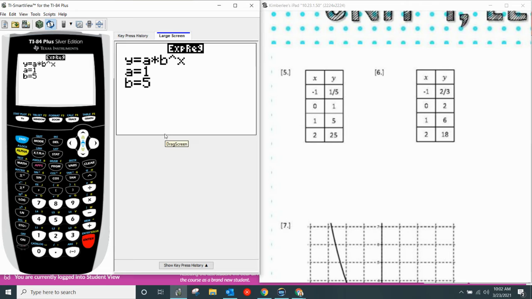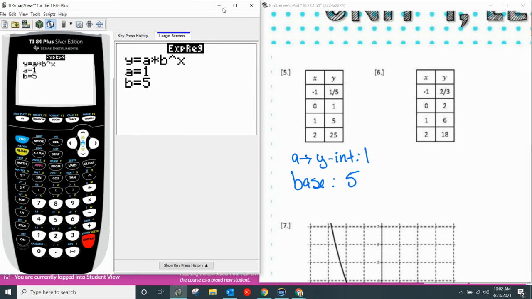It's telling me my A value. That's my y-intercept. Remember the A value? So my y-intercept is 1. And my base, my B value, is 5. So there's my 2 parts.